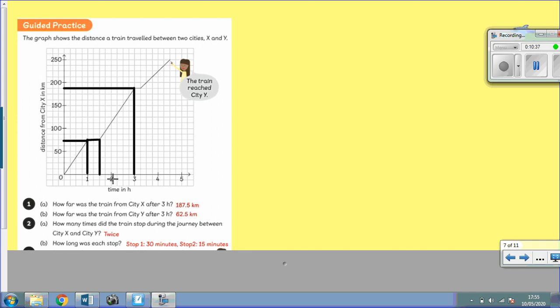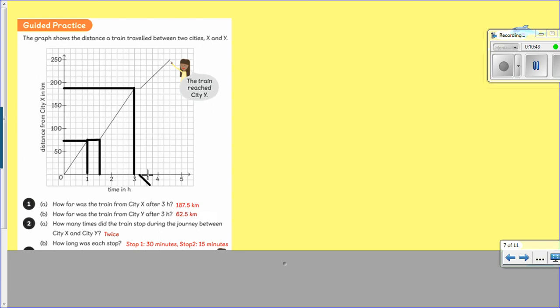And how long was each stop? Well, we can see that this was half an hour because we're halfway between the 1 and the 2. This one was only 15 minutes because each one of these steps here is 15 minutes.